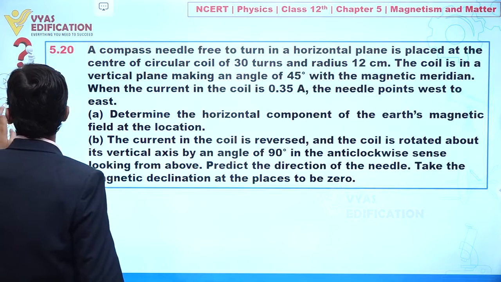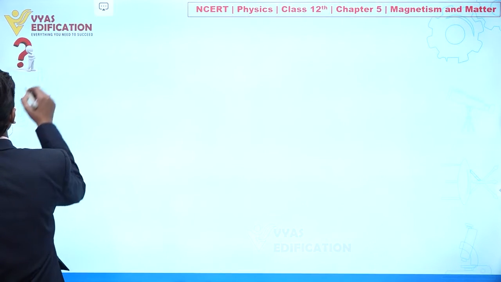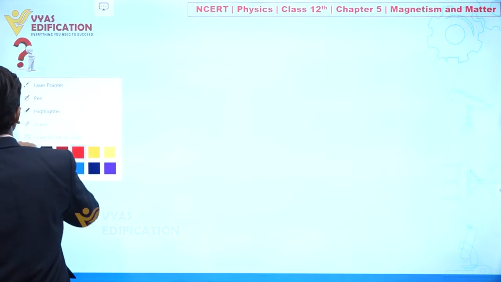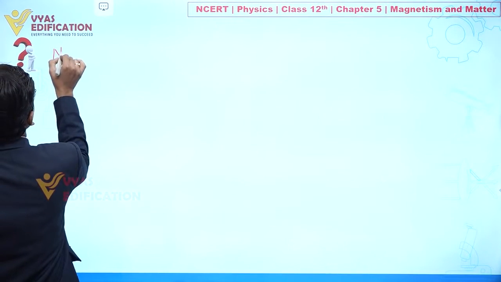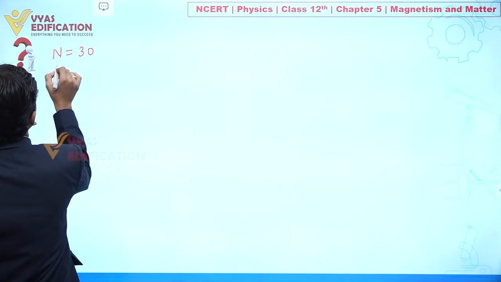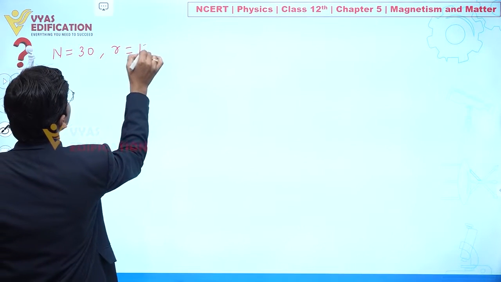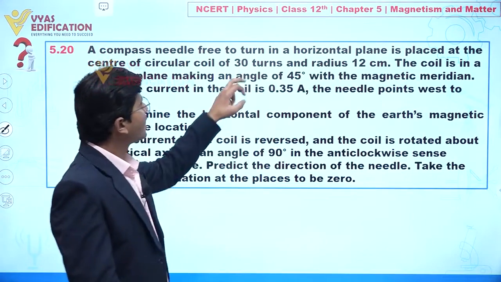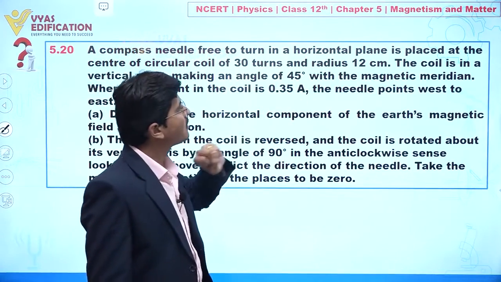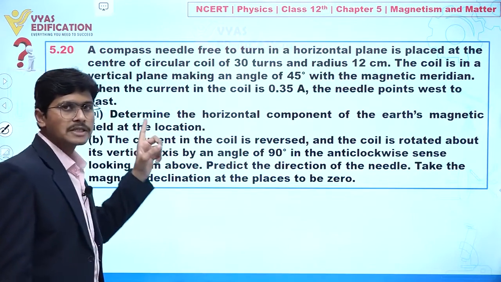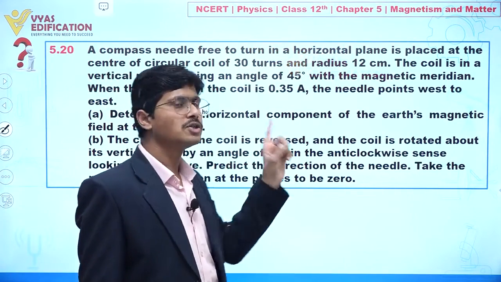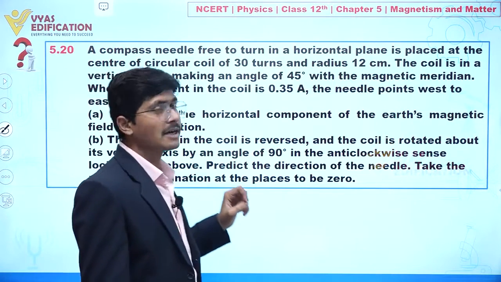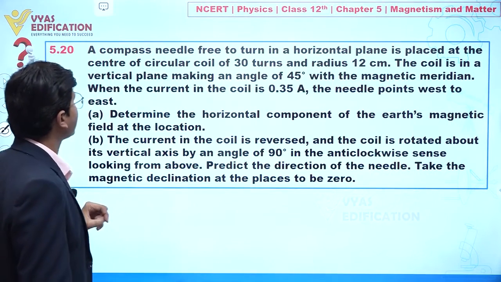Clear? So first I am writing here n. So I can say the value of n, this is given to you as 30, and the value of radius, this is given to you as 12 centimeter. Clear to you? It is given the number of turns n is 30 and radius is given 12 centimeter. Clear? A compass needle is free to rotate only in a horizontal plane. Fine. The coil is in a vertical plane making an angle of 45 degree with the magnetic meridian.